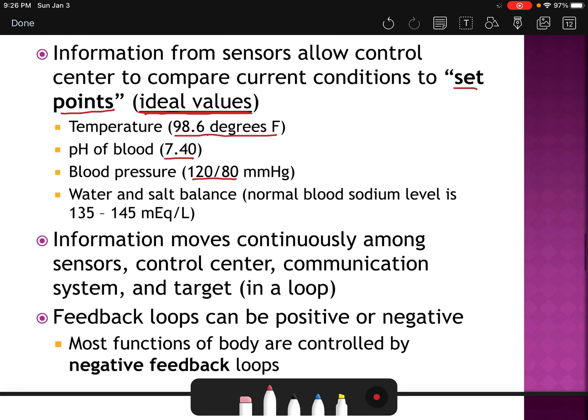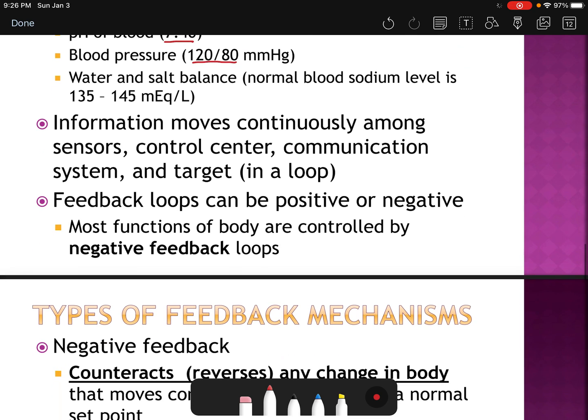So the information is continuously moving among sensors. They're picking up some sort of change. They send that to the control center that compares that change with the set point, and then if it's off, it's going to send a message via the communication system to the target, and the target will respond in some way based on that imbalance in your body. So feedback loops can either be positive or negative, but most of them in your body are going to be negative feedback loops, so kind of keep that in mind.